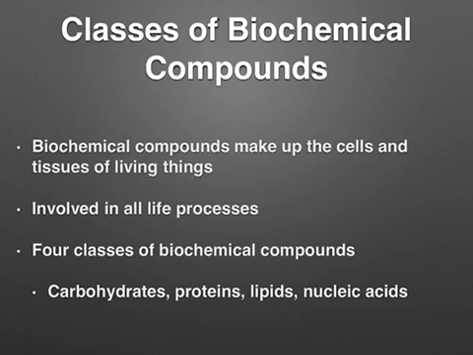And so biochemical compounds make up all the cells and tissues of all living things, and they're involved in all life processes. And there happen to be 4 classes of these biochemical compounds: carbohydrates, proteins, lipids, and nucleic acids. And so we're going to take a closer look at all of these now.